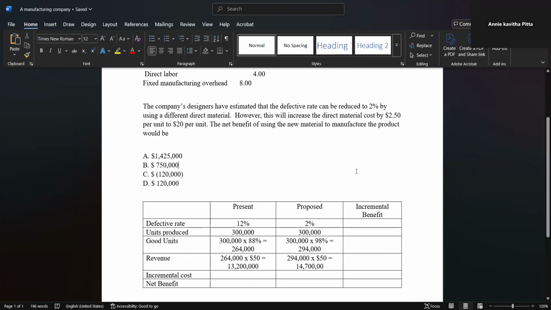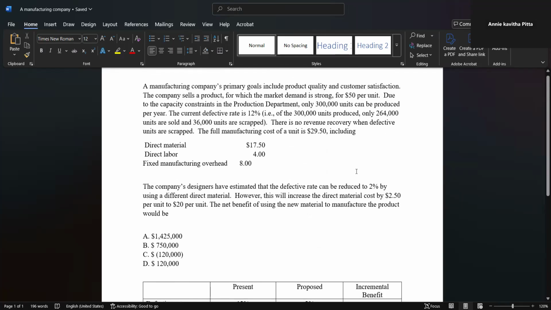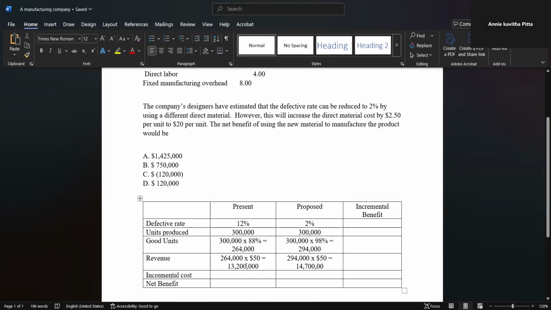Each unit is sold at a rate of $50 per unit. So multiply the good number of units by $50. We see 13,200,000 and 14,700,000. So the incremental benefit, or the incremental revenue, will come out to 14,700,000 minus 13,200,000, which is 1,500,000.